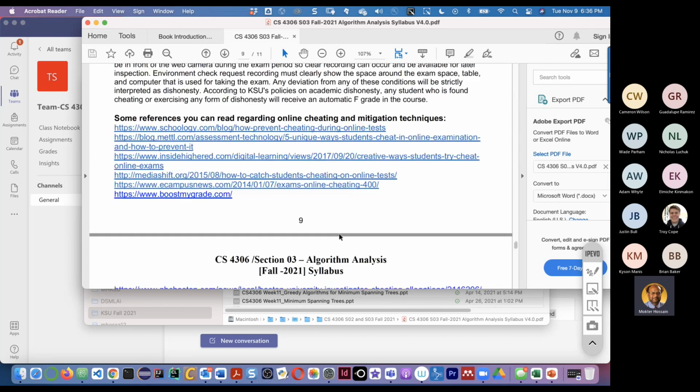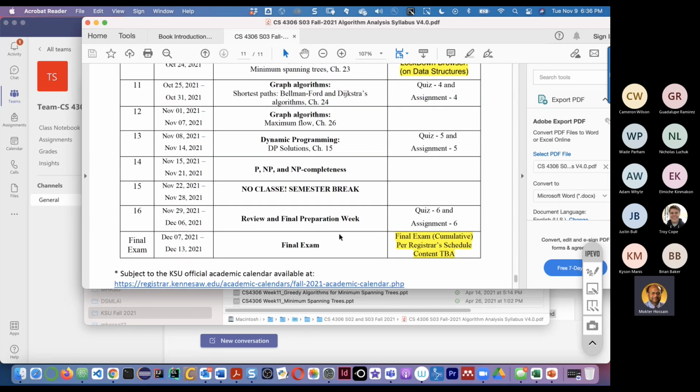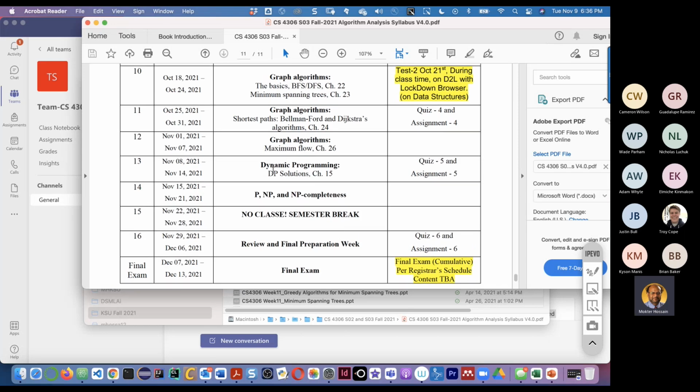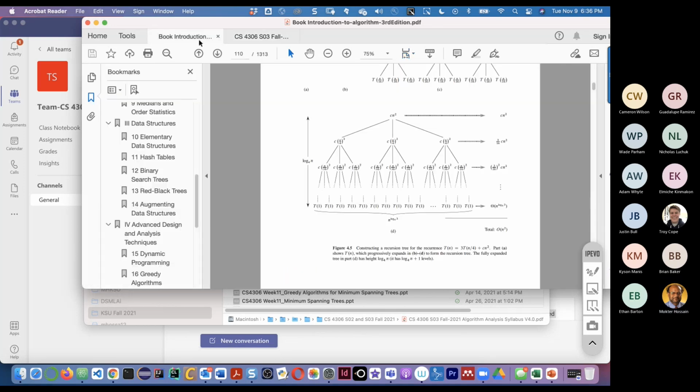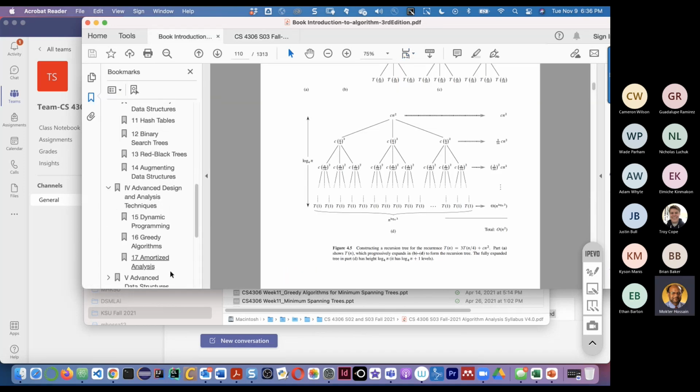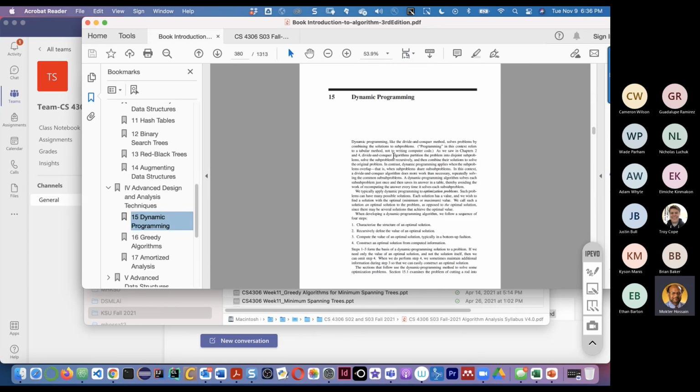We are almost at the end of this semester in the course. So this week we will discuss dynamic programming, actually another concept of programming. This is in chapter 15 in the book.